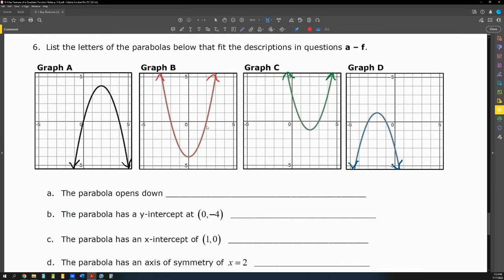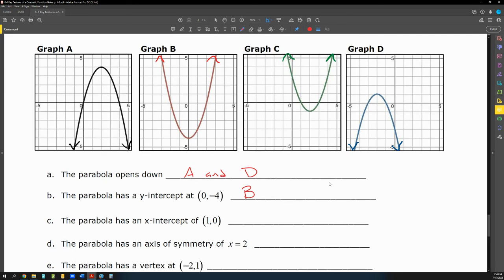All right. So let's go ahead and list the letters that fit the descriptions in A through F. So the parabola opens down. Which of these open down? I notice that A opens down, and I also notice that D opens down. Letter B, the parabola has a y-intercept of 0, negative 4. So which ones cross the y-axis at negative 4? I notice that graph B crosses at negative 4. And that's the only one. Letter C, the parabola has an x-intercept of 1, 0. So that's where it crosses the x-axis. Not A, not B. C does. So looks like C is our answer.